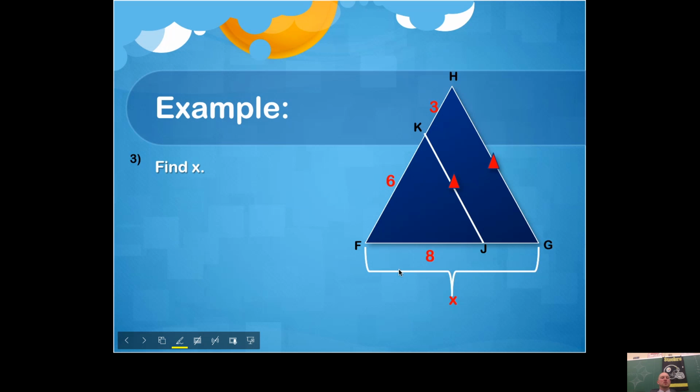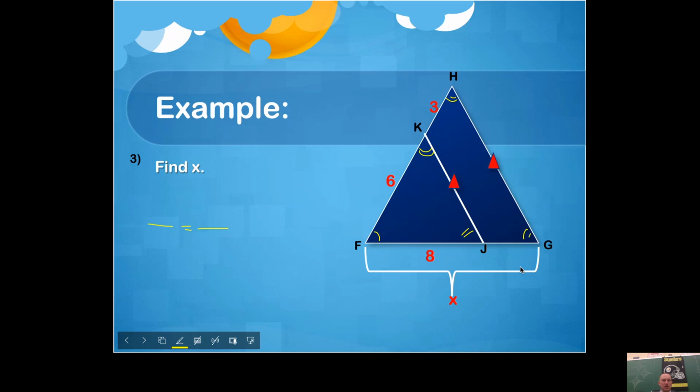Let's try it with some numbers. We want to find this value of X. So we need to write proportions. We have a triangle inside of a triangle. These sides are parallel. So that theorem tells us that these two triangles are similar. So we know that angle is obviously the same as itself. This angle is congruent to this angle. This angle is congruent to this angle. That gives you some reference so you know what goes with what.